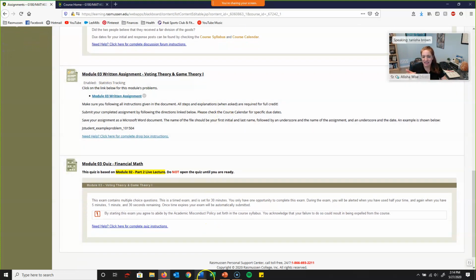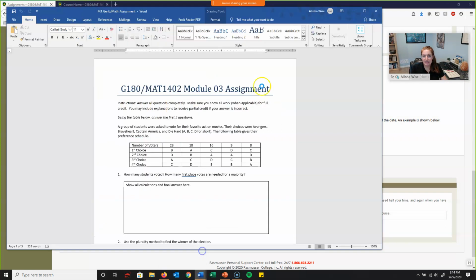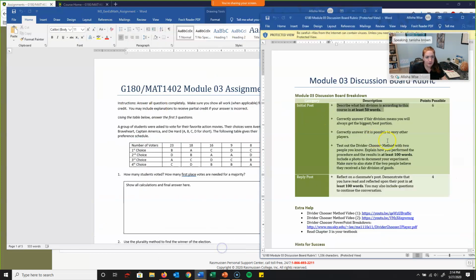And then the written assignment, let's go ahead and pull up and discuss. Oh, one thing I do want to mention: when you're talking about the divider chooser method, you're explaining what happens, you're explaining the conclusion, make sure it's at least 100 words for that section. So just be sure to double check that. And then your reflection, most people have been doing a really good job with that, but make sure it's a total of 100 words. Maybe reply to a couple people. You have to reply to another person's discussion board though to make that count. So just be careful of that. Okay.